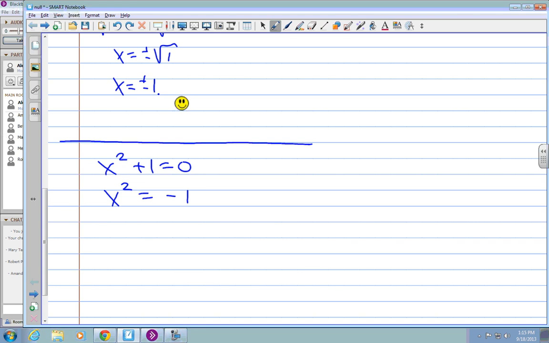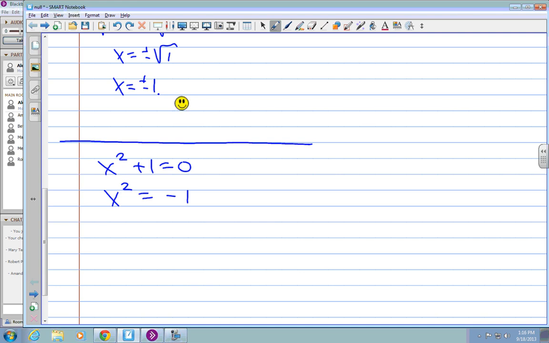We have a square on the left, and we know something about squares. They produce positive results. But the thing on the right is negative. Do you agree with that? Now, do you know any real numbers, the ones that live on a number line, such that if you square that number, it turns negative? We don't know any numbers like that, right?